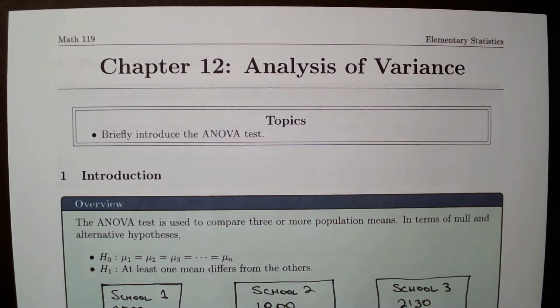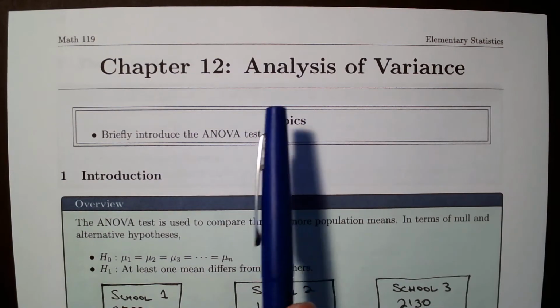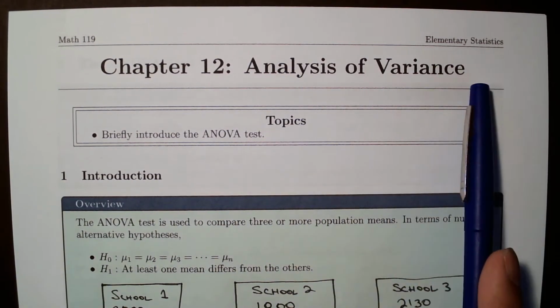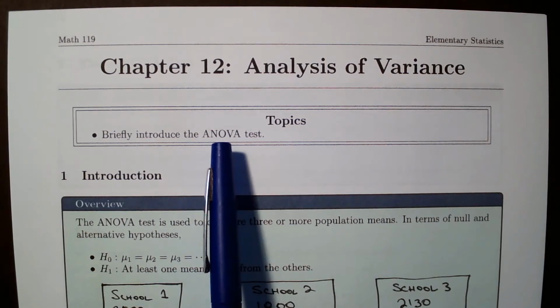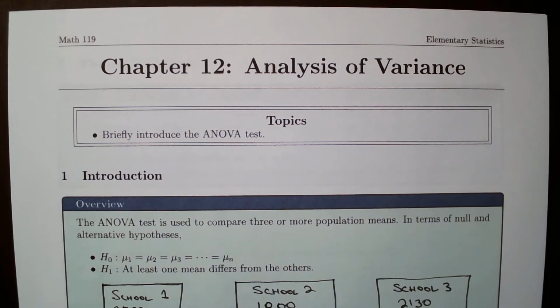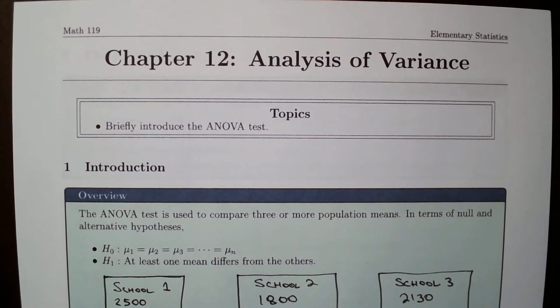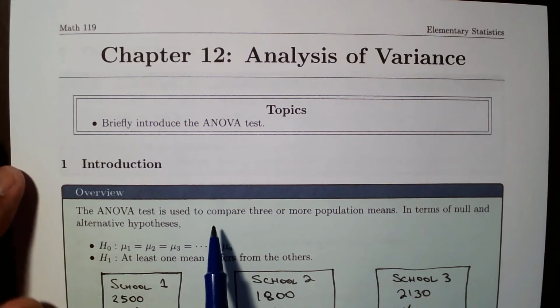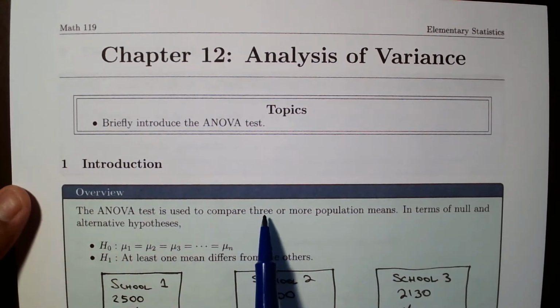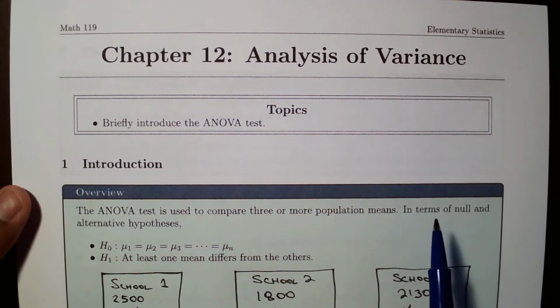Alright, so in this video we're going to go over chapter 12, which is analysis of variance, most commonly known as the ANOVA test. That's analysis of variance. Well, so what are we going to do in this chapter? Number one, don't be confused about what we're going to do here, because we are going to compare 3 or more population means.